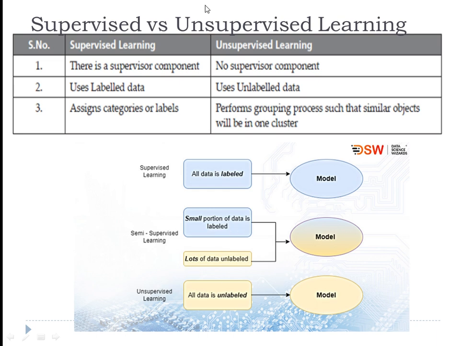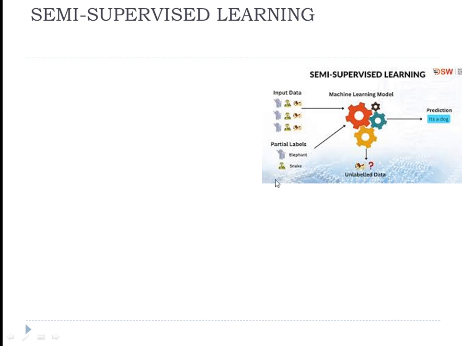We'll see that later. So basically the difference is, in supervised learning there is a supervisor component, in unsupervised there is no supervisor component. That means there is no teacher component which is telling us, okay, this is a cat, this is a dog. You don't have that. So supervised will have labeled data, this will have unlabeled data. In supervised learning, it assigns categories or labels. So basically you will be having categories or labels for your data. Here we are doing grouping, based upon the similarity between the objects. So that's the difference. Now coming next to semi-supervised.